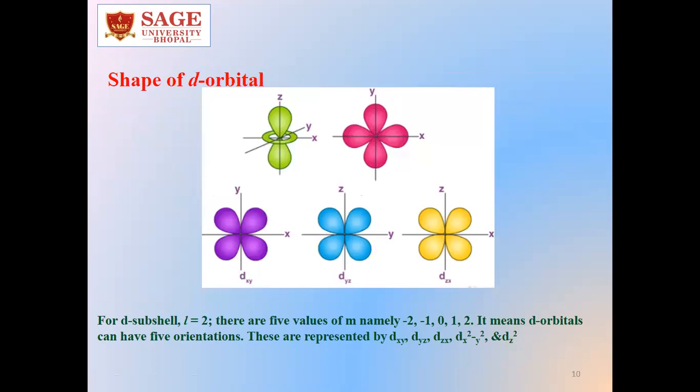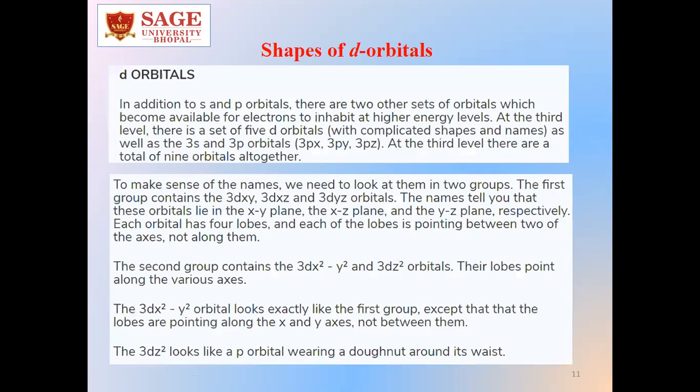Next, coming to the d orbitals, we know that for the d subshell, l equals 2. So there are 5 values of m, which are -2, -1, 0, 1, and 2. It means d orbitals can have 5 orientations. The orientations can be represented as dxy, dyz, dzx, dx square minus y square, and dz square.